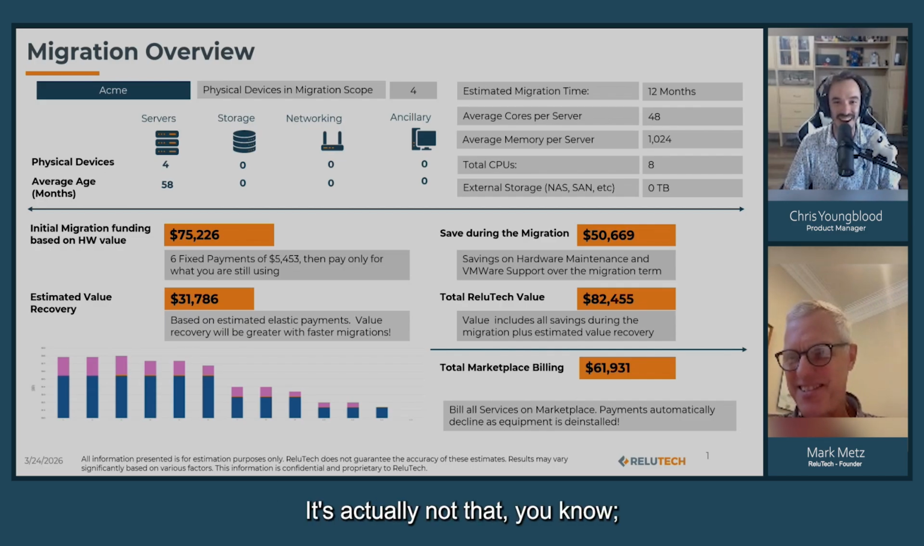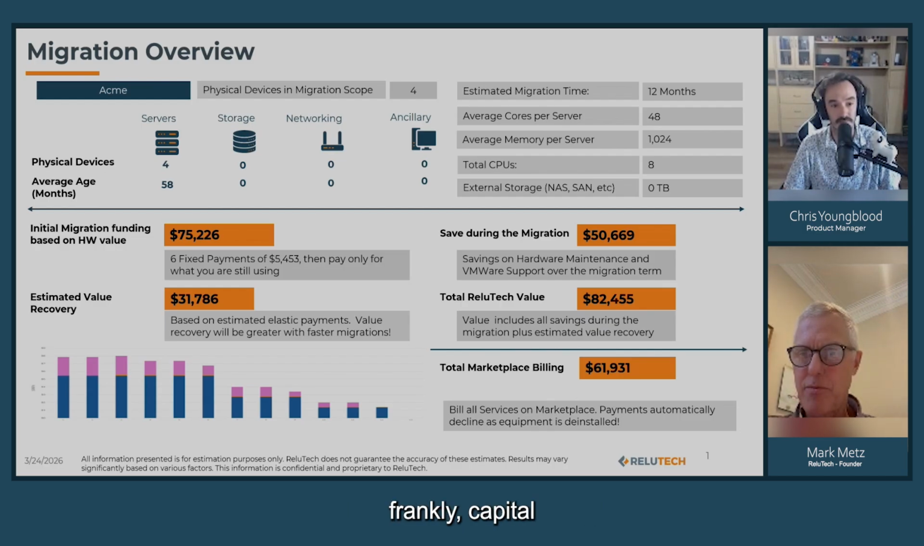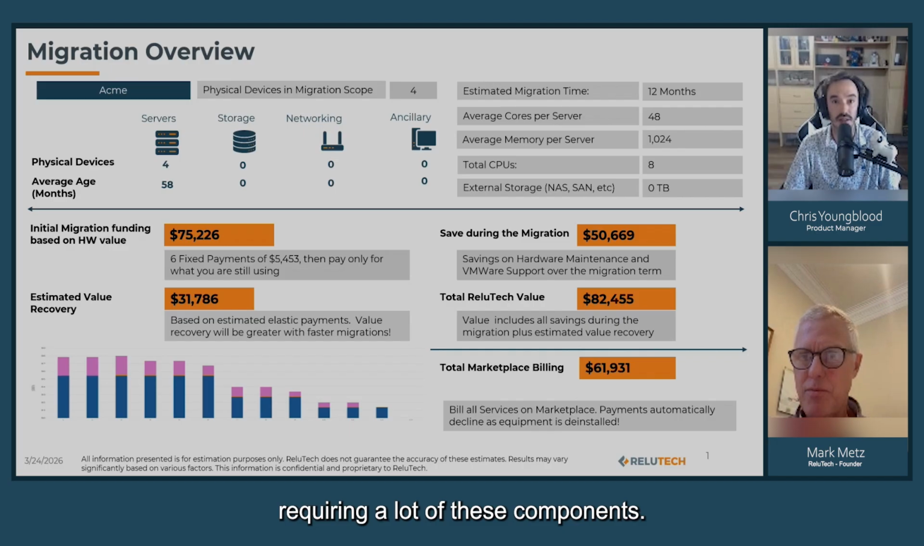No, it's actually not that. We mentioned the memory being a pretty impactful aspect here. But we suspect that the entire IT hardware market is going to have some interesting volatility in the next few years. Storage, we're watching very closely because we don't know what's going to happen next there. And for your IT gear, it really is going to be a potential best time to sell because there is so much, frankly, capital expenditure requiring a lot of these components.